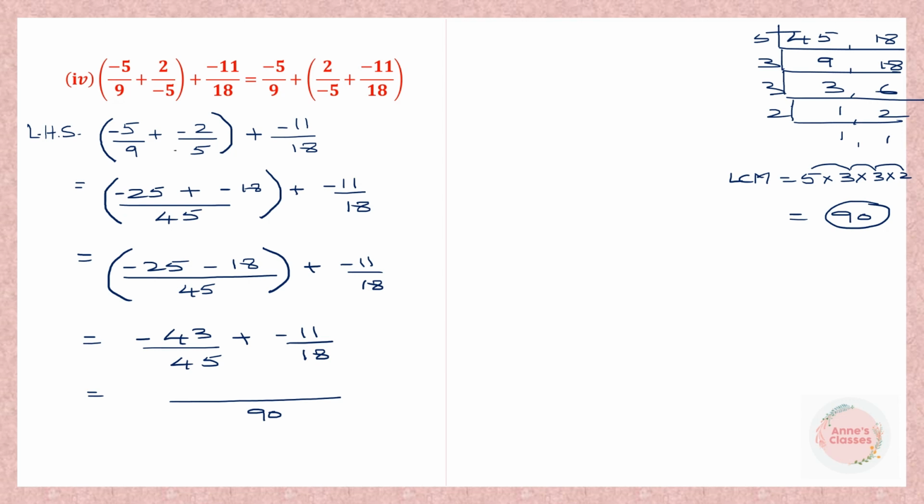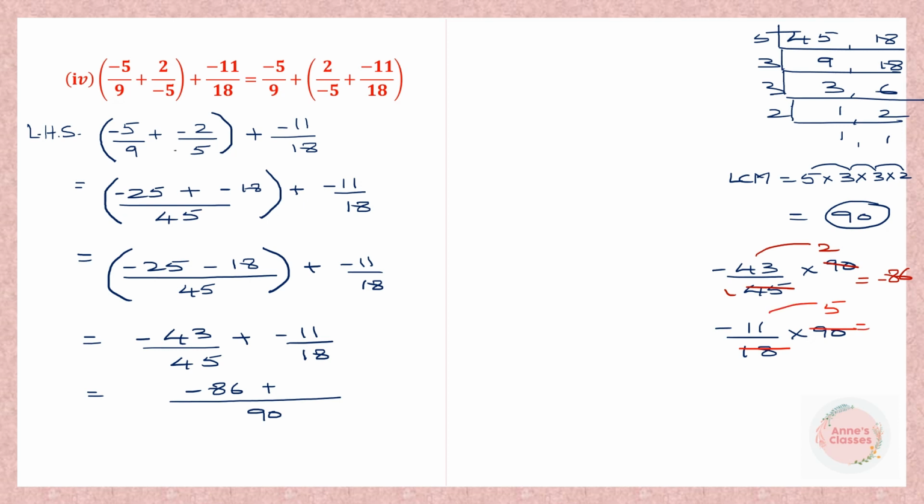So let's take the first rational number, which is minus 43 by 45, and multiply this with the LCM, which is 90. Cancel 45 and 90. 45 ones are 45, 45 twos are 90. Multiply these two. So minus 43 into 2 is minus 86. So let's write that, minus 86, plus take the second rational number, which is minus 11 by 18, and multiply this with 90. Cancel 18 and 90. 18 fives are 90. Now multiply the numerators, minus 55. Let's write that. So this is minus 55.